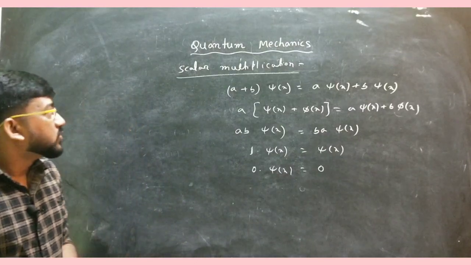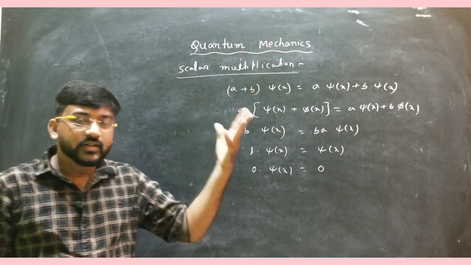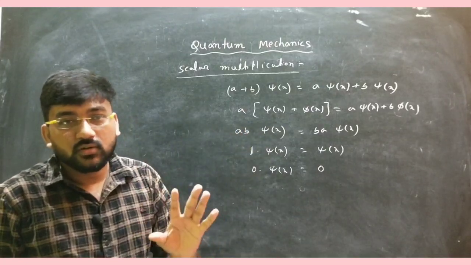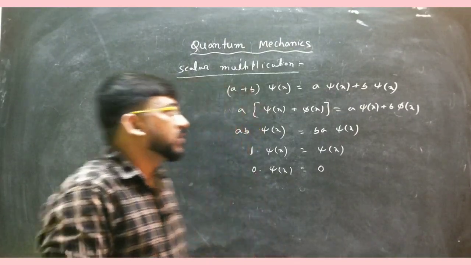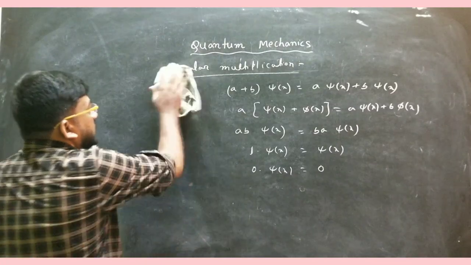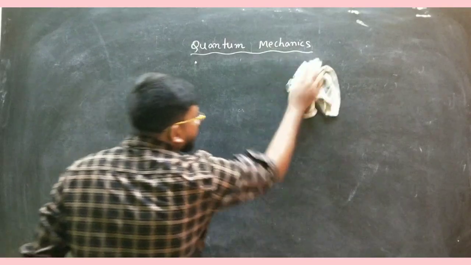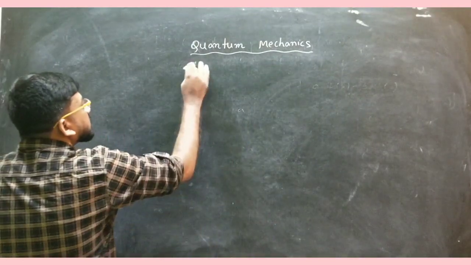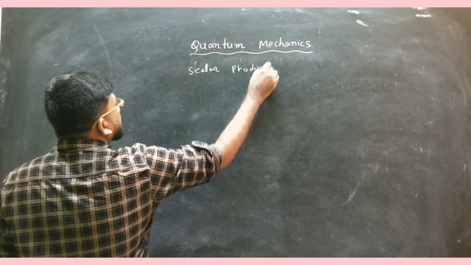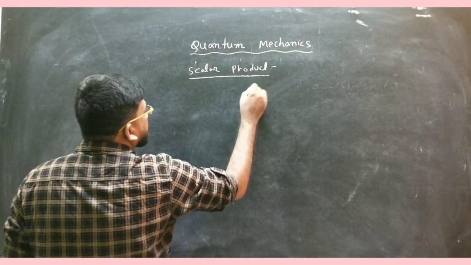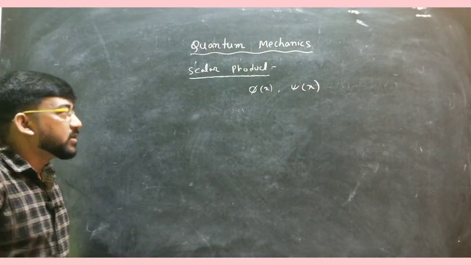So here also you will get some scalar multiplication. As you have the dot product in your ordinary three-dimensional vector, here also there is something called the scalar product. So we have to understand the notation of the scalar product and what its definition is. So let me talk now about the scalar product. Our next topic is scalar product. Suppose you have two functions, phi of x and psi of x, which are obviously members of Hilbert space.